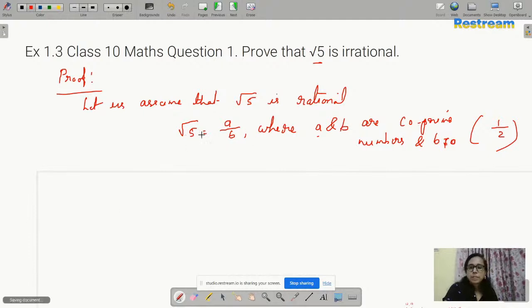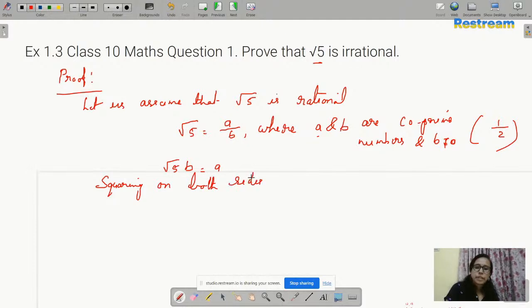Now cross multiplying this one: root 5 b is equal to a. Just cross multiplying, b will go to this side, and root 5 b is equal to a. And the next step is squaring on both sides. That means root 5 b whole square is equal to a square. Both sides we are squaring.